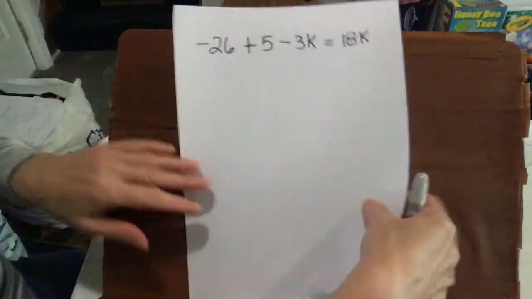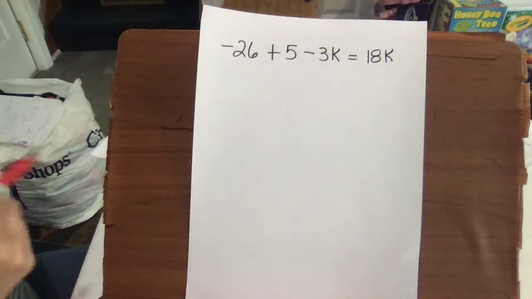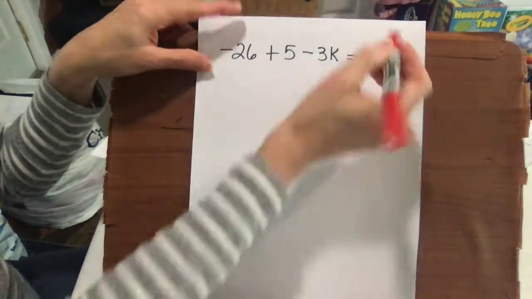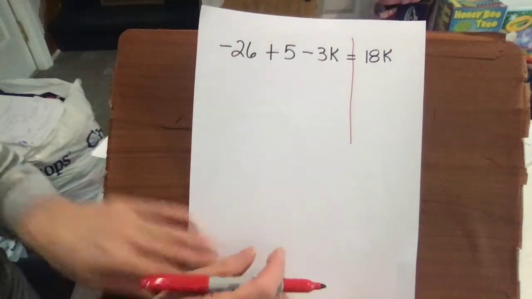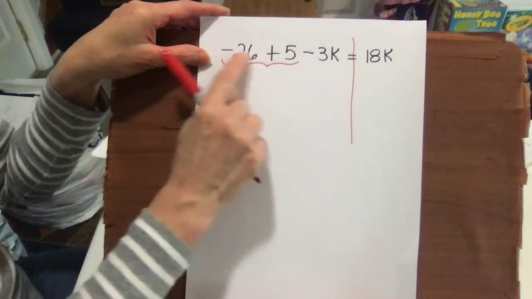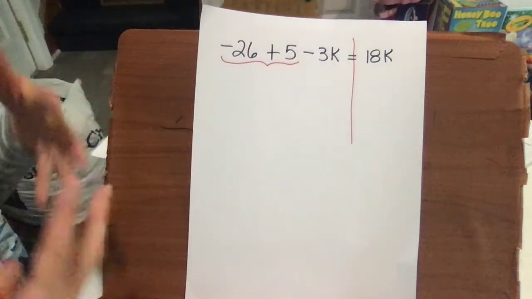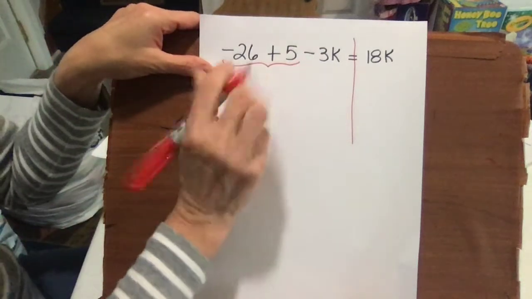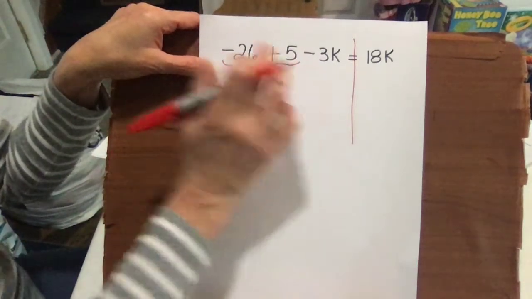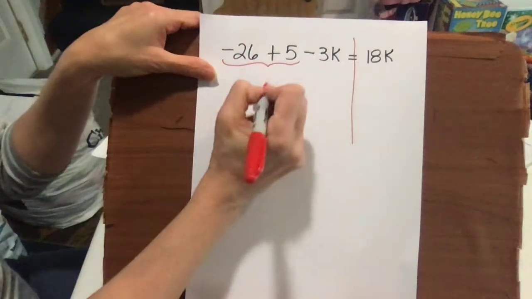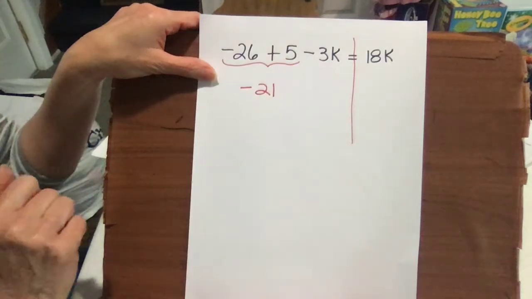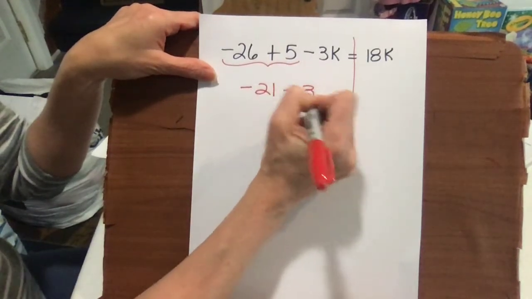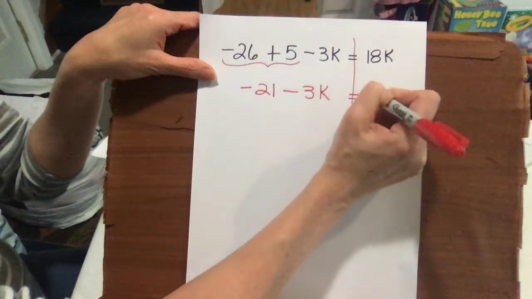All right, next. Write this problem in your notebook. Negative 26 plus 5 minus 3k equals 18k. So we'll put our line down our equals to separate our two sides of our equation. And on this side we can see we have negative 26 plus 5, and they are like terms, so we're going to combine them. We have different signs, so we subtract. So 26 minus 5 is 21. And we keep the negative sign because we have more negatives than positives. So negative 21, bring down the minus 3k, bring down your equals, and bring down 18k.